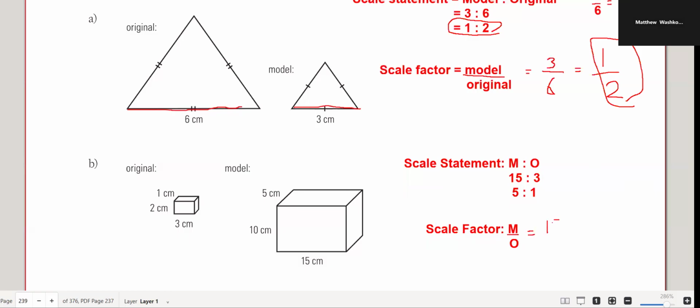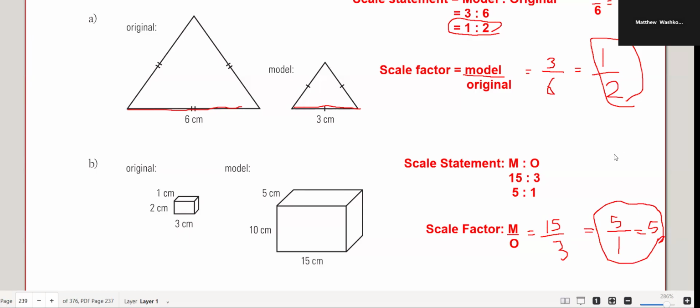My model's 15 and my original is 3. I can see here that my scale is 5 to 1, which is the same thing as 5. If I tell you something's 5 times bigger, that means it's 5 over 1 times bigger. So I would accept both of these answers. I do recommend you try and keep it in fraction form, though. It just makes it easier. Again, always keep it in fraction form.